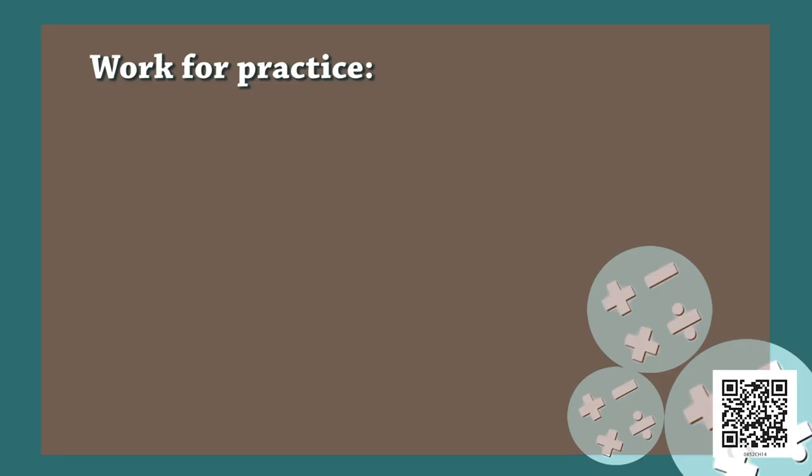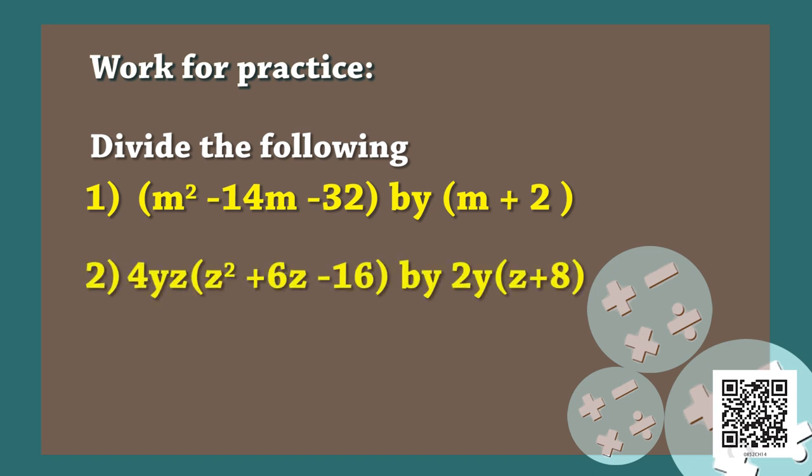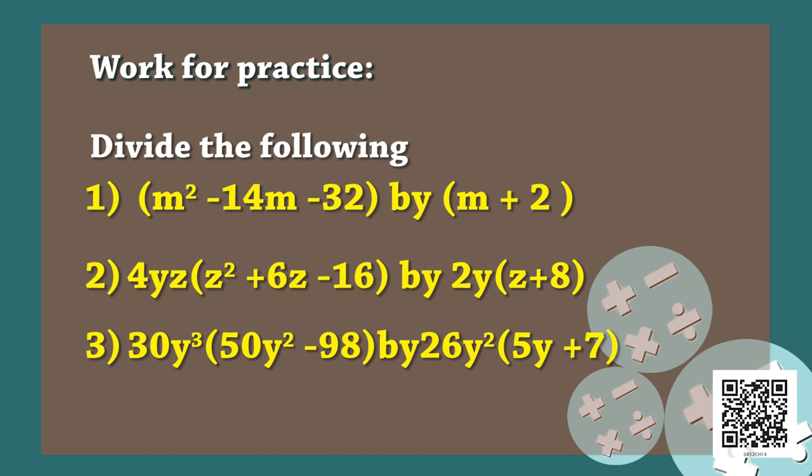In this way, from the given algebraic expressions, by considering their common factors, which are equivalent to the corresponding common factors of the denominator, and cancelling them, we can perform the division of the given two algebraic expressions. For your practice, I am giving some more problems. Work for practice. Divide the following: number 1, m square minus 14m minus 32 by m plus 2. Number 2, 4yz into (z square plus z minus 16) by 2y into (z plus 8). Third one, 30y cube into (50y square minus 98) by 26y square into (5y plus 7). So, in this way, we can perform the division operation among the given algebraic expressions.